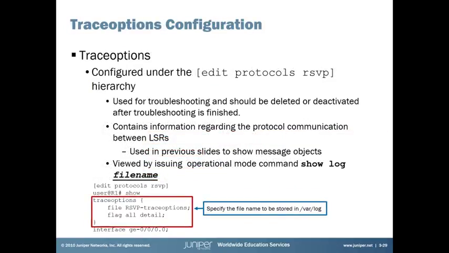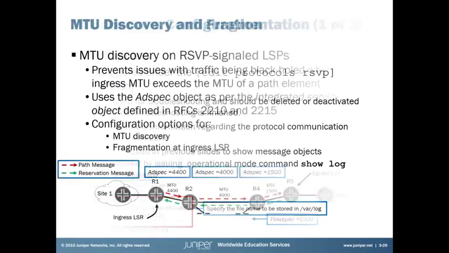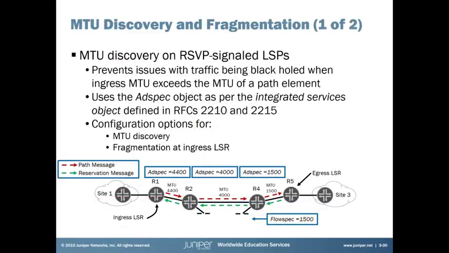We can, of course, configure trace options on RSVP and log that information. So we can go back and take a look at the log of our RSVP protocol. And in this case, we're looking at a file that's called RSVP trace options, and we're looking at everything, flag all detail.